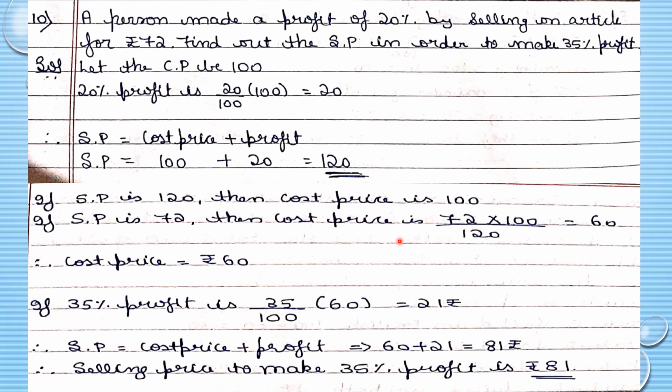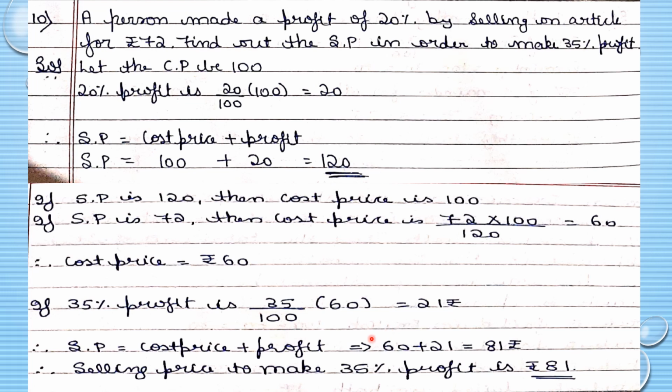So to make 35% profit, what are you supposed to do? 35 by 100. Percentage is always written in the form of 100, so the denominator of the fraction will always be 100. So 35 by 100 into the cost price value, that is 60, the new cost price value you have arrived with. Then you will get 21 rupees.